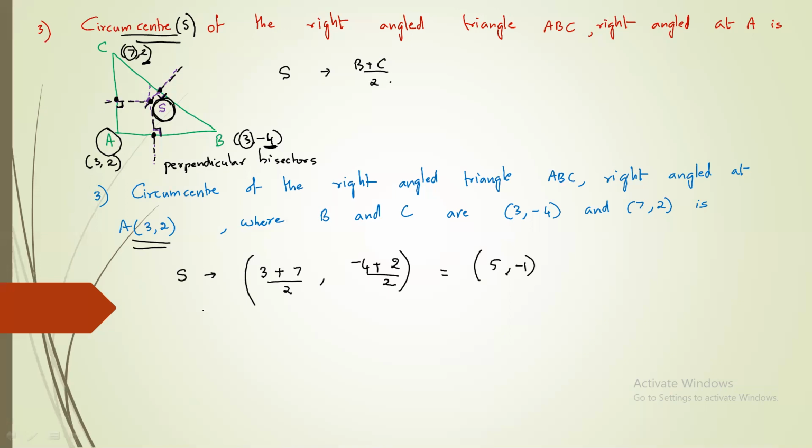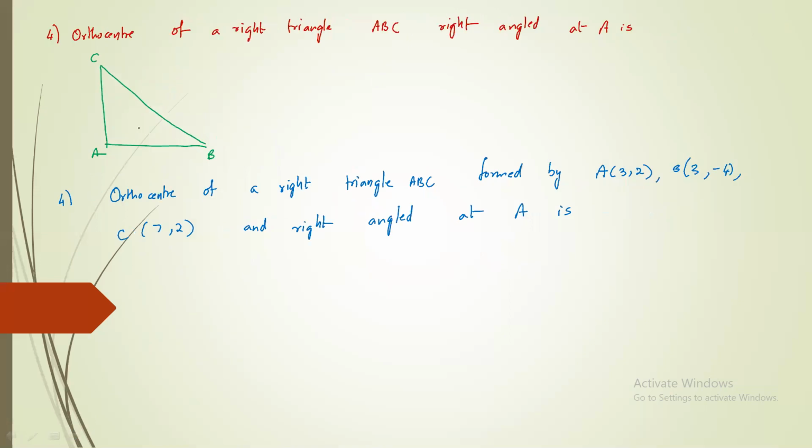Actually, in right angle triangle, the circumcenter will be exactly the midpoint of the hypotenuse. If you take the correct diagram, the circumcenter will be the midpoint of the hypotenuse. Let us take the fourth question.